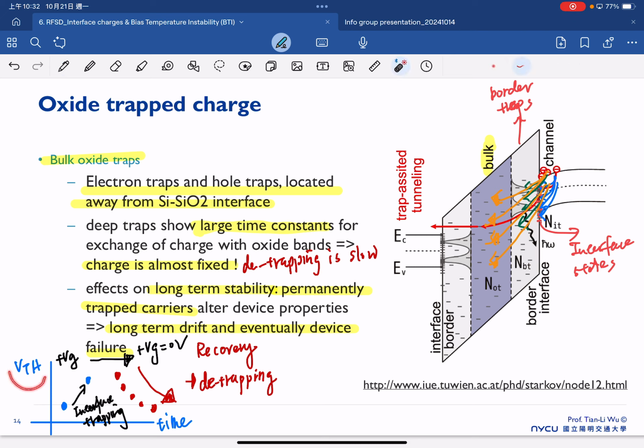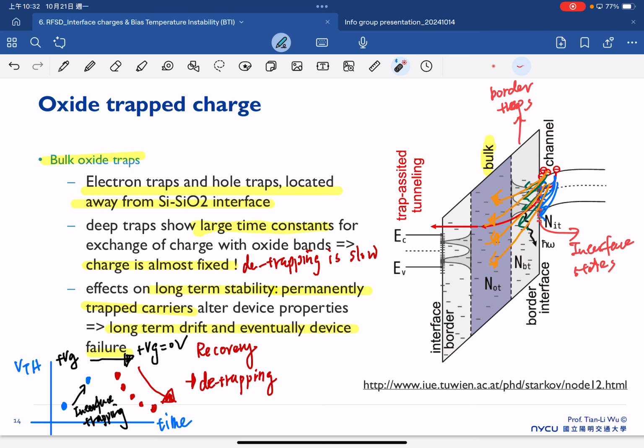We will characterize threshold voltage. We do the stress, we see the threshold voltage shift. But now we do the recovery, we see the threshold voltage shift back in a very fast time. That means this is a very shallow trap, so that can be due to the interface trap.